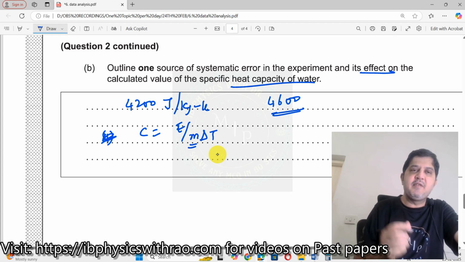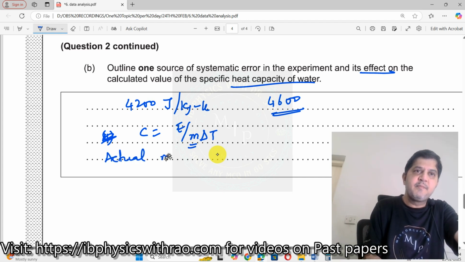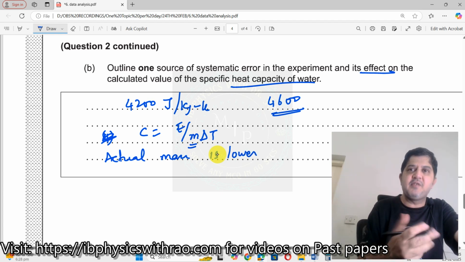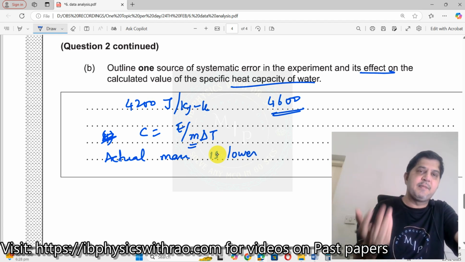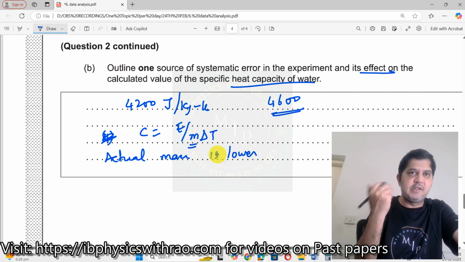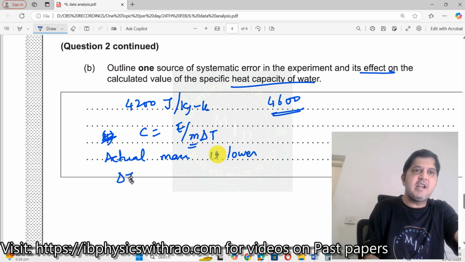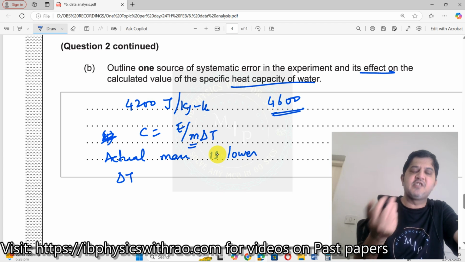You have calculated something, but the actual mass was really lesser. The actual mass is lower, but the experimental mass that you have considered is higher. You would have considered 300 grams, but actually there is only 280 grams. It's a possibility. And maybe delta T, the change in temperature that you consider, is actually much lower, but you have considered it to be much higher. These could be the reasons.